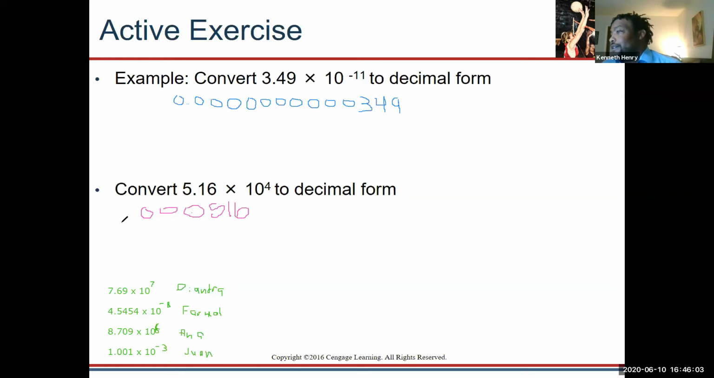Okay, here, the second one. This is a positive number. So it's a positive number. It is going to be on the other side, or the good side, if we're thinking about money, of the decimal. So in this case, we're going to be moving it in this direction. 1, 2, 3, and 4. So then that should be 51600. Okay, so you moved it in the wrong direction in this situation.